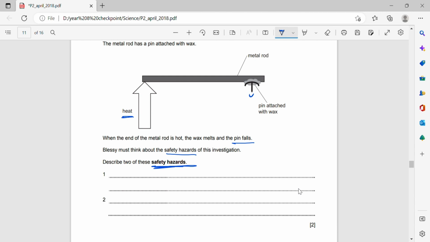So 2 safety hazards are, number 1, risk of getting burnt. Number 2, risk of getting skin wound.